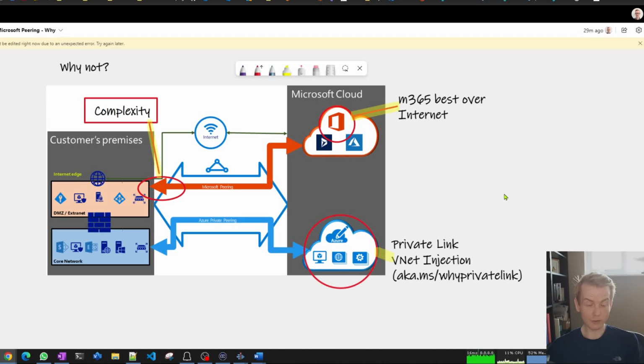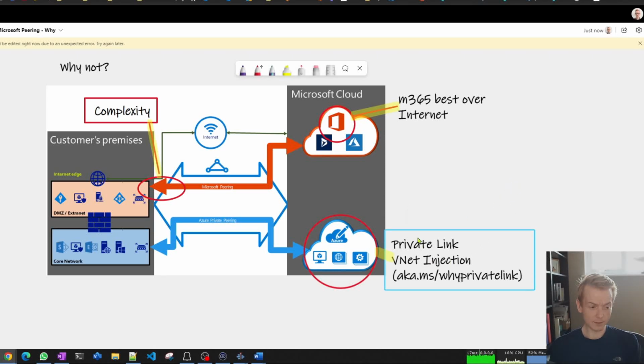What we've seen over the past 3 to 5 years, and what has definitely accelerated in the past 2 years with Azure Private Link, is nearly every single Azure PaaS service has a private networking story, whether that be Private Link or VNet Injection. And I'll leave this link here, aka.ms/yprivatelink. That explains the difference between those two things.